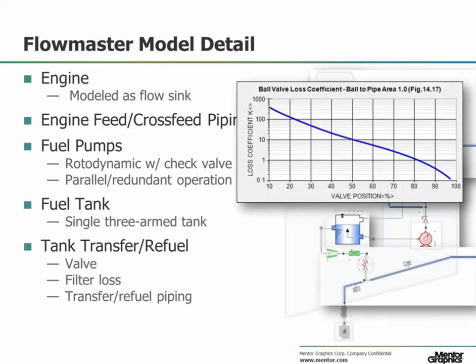For refueling and transfer between tanks, a shutoff valve, filter, and size transition are modeled. The valve is a simple ball valve component that applies the built-in data from DS Miller's internal flow systems in the form of a loss coefficient versus valve position function. This filter is modeled as a generic discrete loss that can take a non-dimensional loss coefficient or a function of pressure drop versus flow rate as an input.